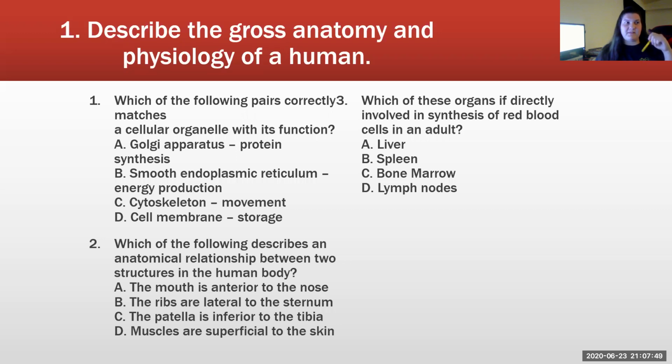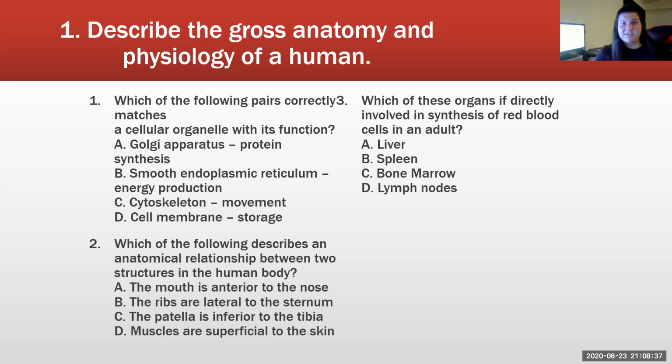Anterior and posterior would be like the sternum is anterior to your spine. It's in front of. So I guess that makes more sense. So the mouth is obviously not anterior to the nose. Patella is inferior to the tibia? That's also incorrect. The patella is superior to the tibia. The tibia is the main front part of your lower leg, also known as your shin. So the patella is obviously above that, being your kneecap, quote unquote. And muscles are deep to the skin. The skin is superficial to the muscles. So if that were flip-flopped, that would be correct.